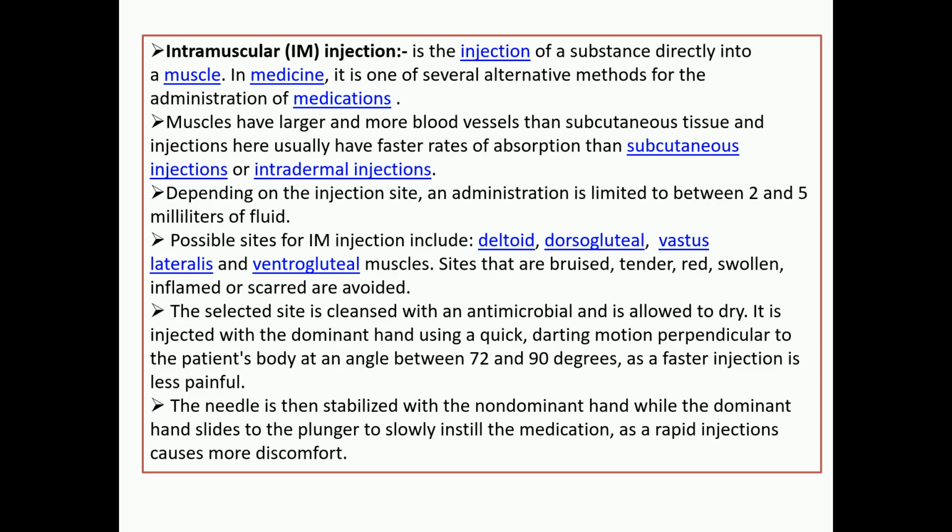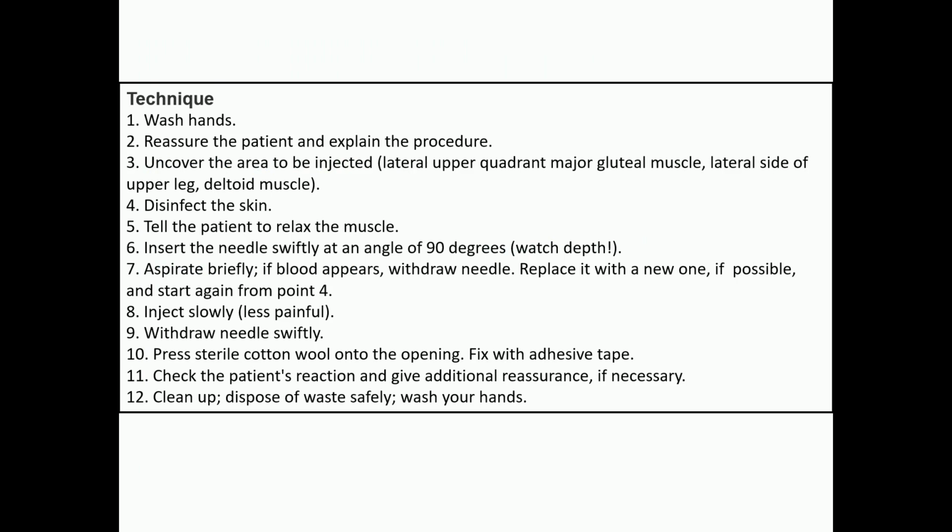Now the injection is given with the dominant hand, using a quick, darting motion perpendicular to the person's body, at about a 70 to 90 degree angle. So it is a faster injection and it is less painful. The needle is then stabilized with the non-dominant hand, while the dominant hand slides the plunger of the syringe to slowly instill the medication, as a rapid injection causes more discomfort to the patient.